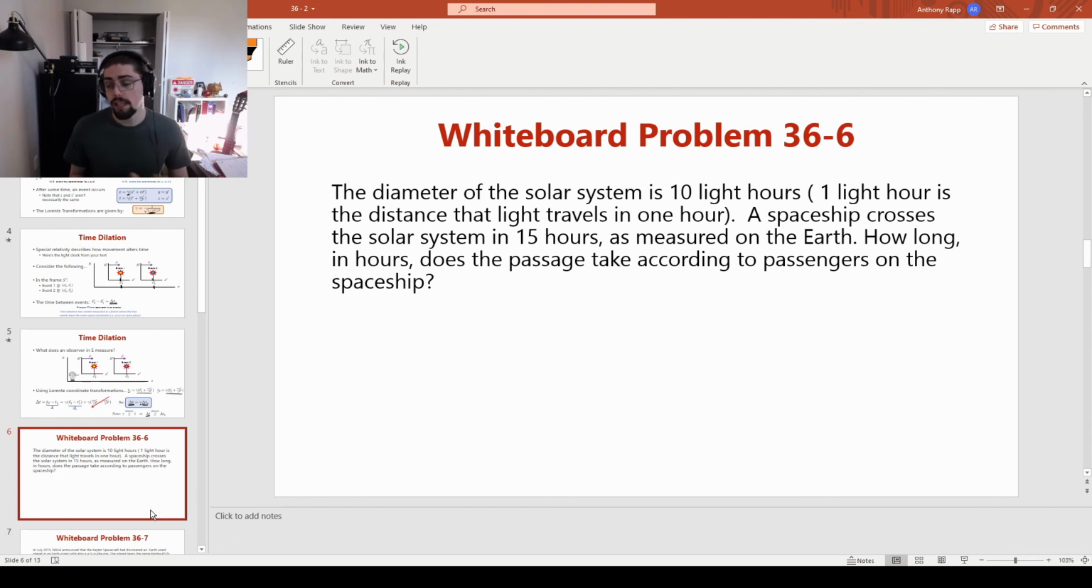So, strictly speaking, we know that if the diameter is 10 light hours, the shortest possible time it could take would be 10 hours, right? If they were moving at the speed of light, it would take 10 hours to get across the solar system. You couldn't go any faster than that, right? Any faster than that, and the universe is broken and a bunch of nonsense.